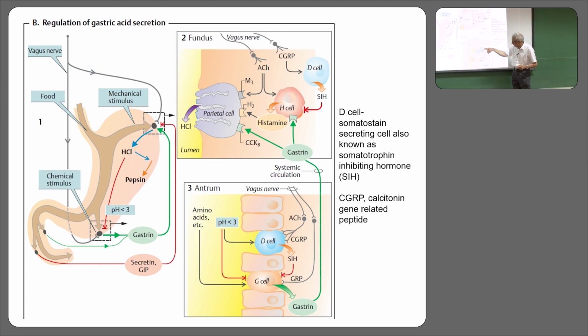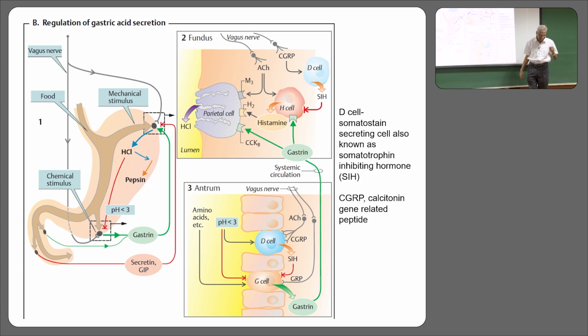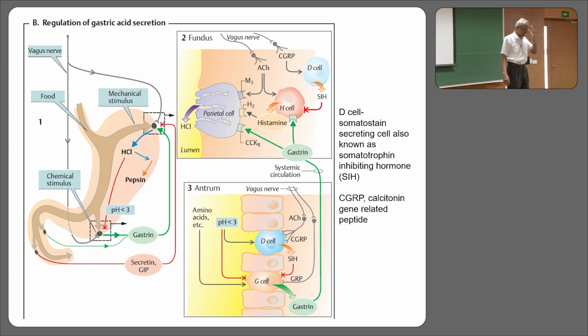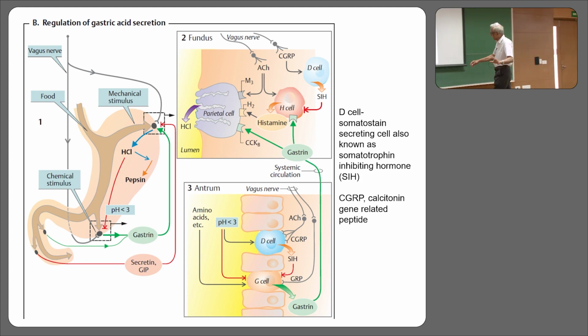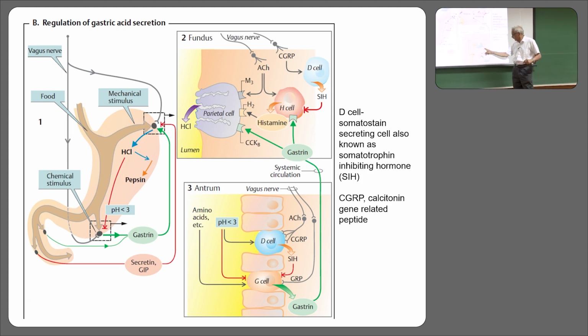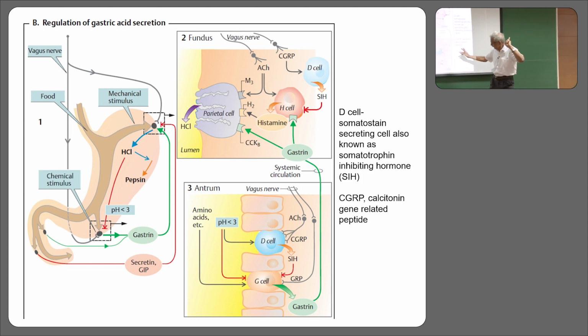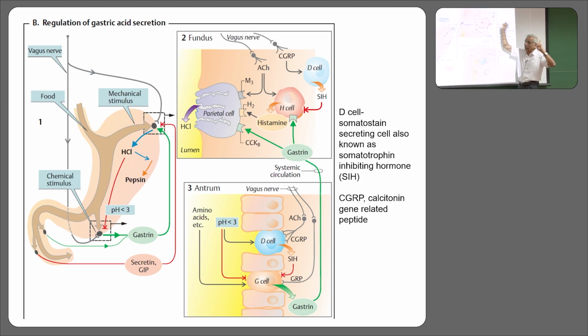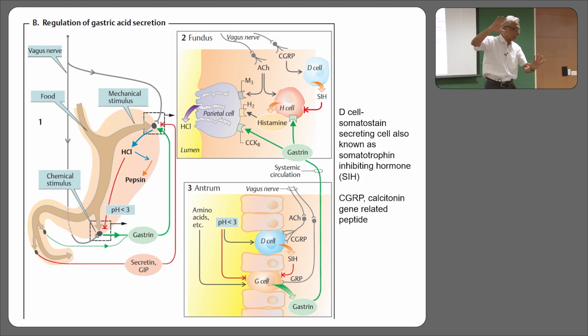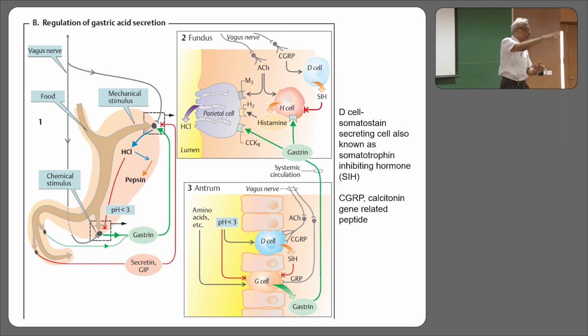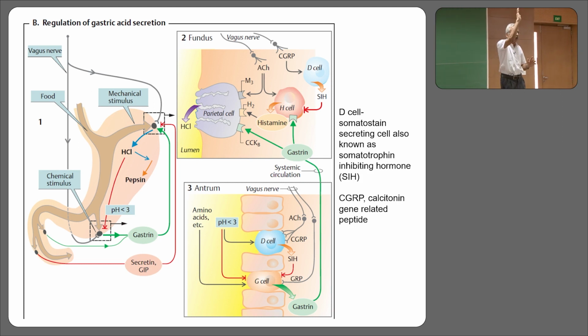When the pH goes less than 3, it stimulates the D cells. The D cells secrete somatostatin. It is called SIH, somatotropin inhibitory factor. One more name, but it is the same. Somatostatin receptor is also there on the G cell, but look at the red arrow. So somatostatin is doing two functions. Here it is inhibiting the G cells, and here it is inhibiting the H cells. By both arms, it is ultimately inhibiting the secretion of the parietal cells and inhibiting the release of hydrochloric acid.